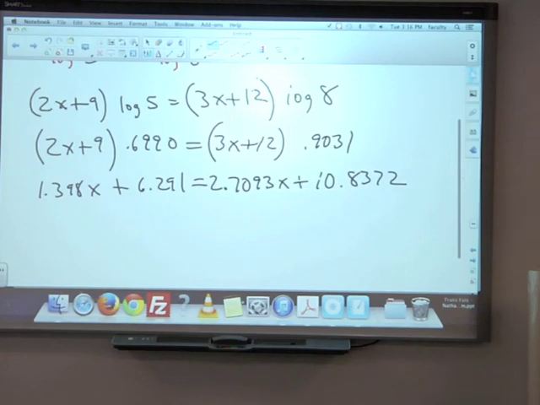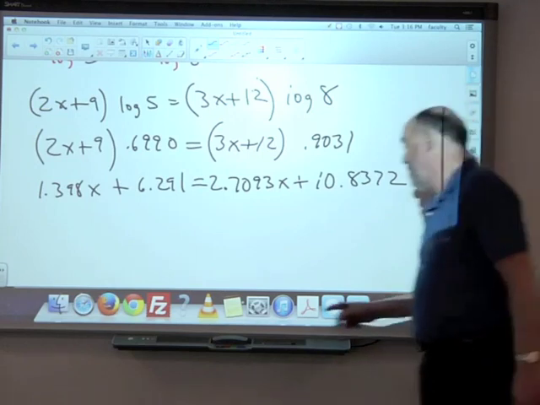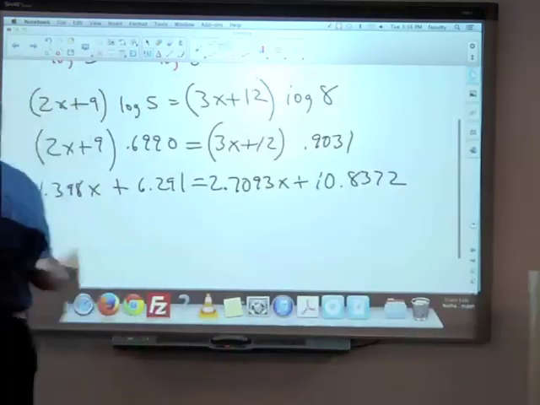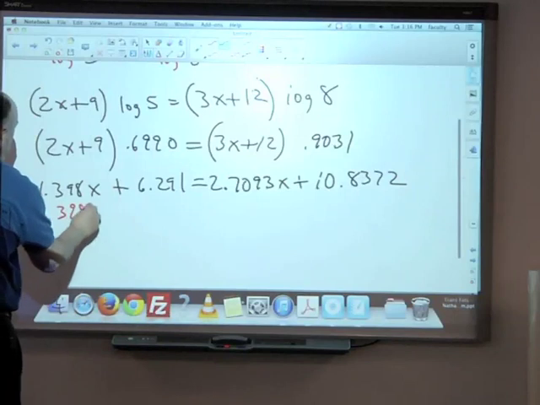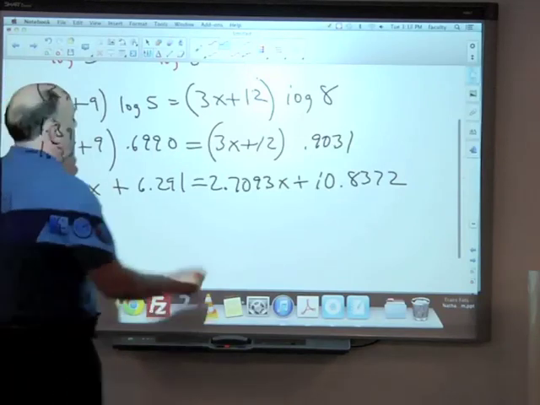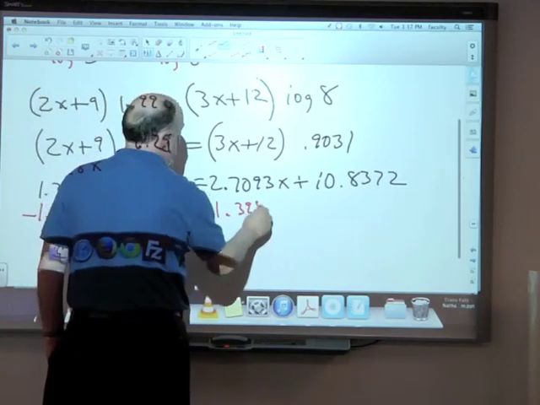So now we want to solve for x. Well, how do we solve for x? We get the x's on one side, we get the numbers on the other side, and I like to keep x positive. So let's take the 1.398x and move that over. So we're going to subtract 1.398x.